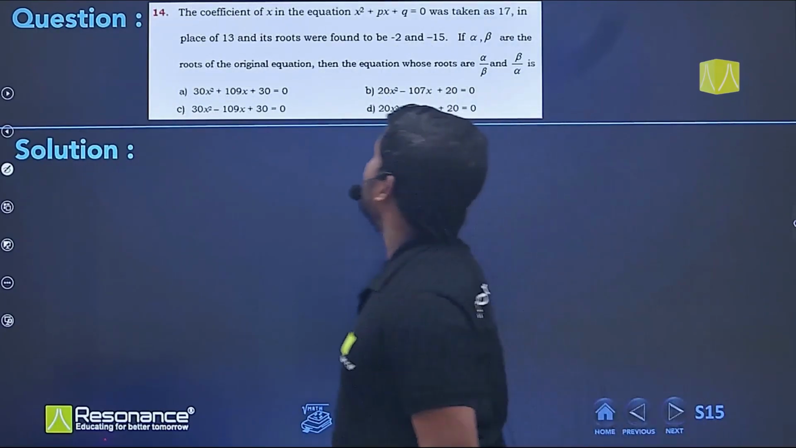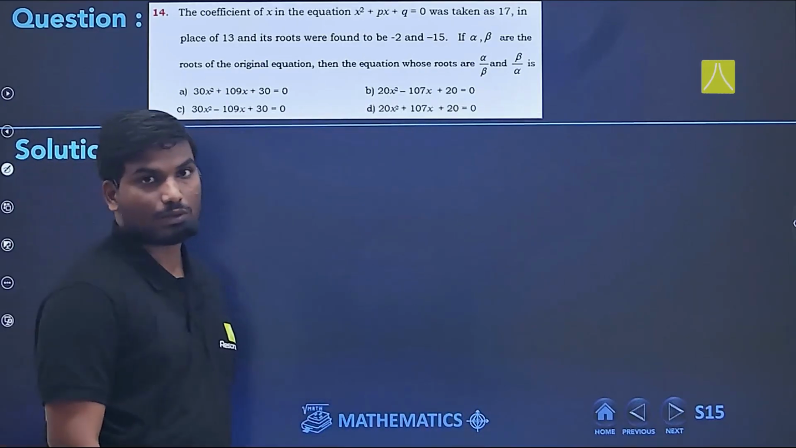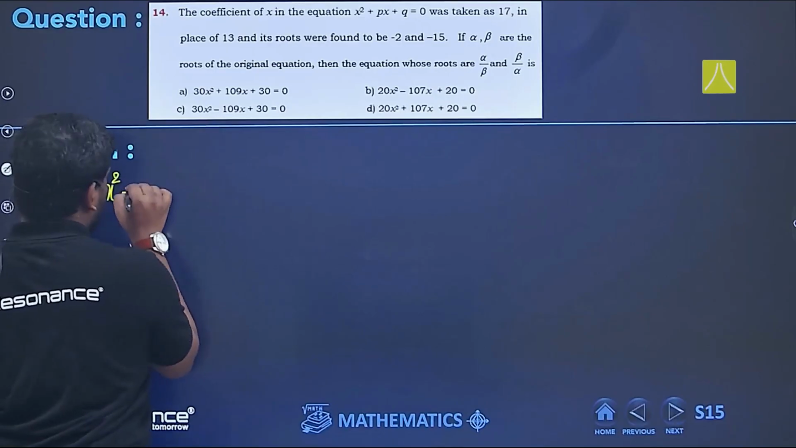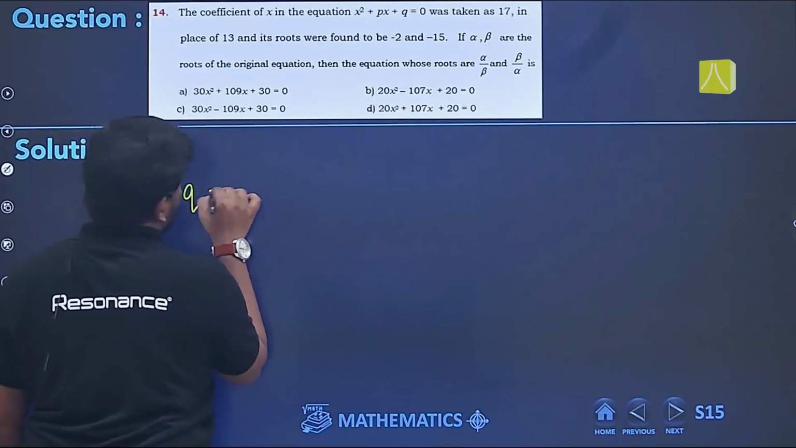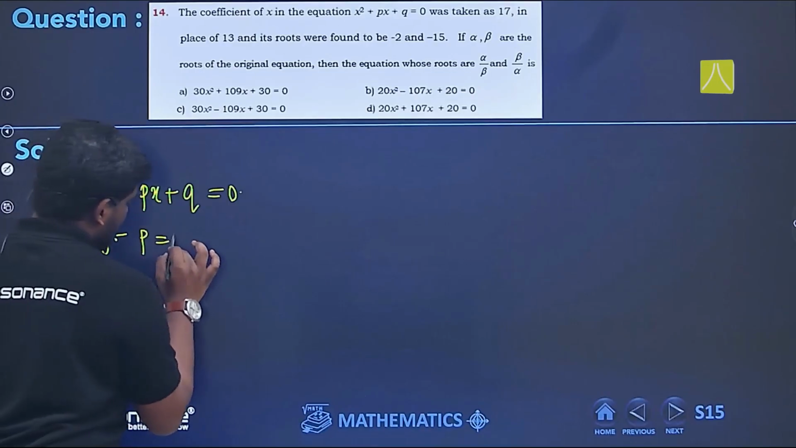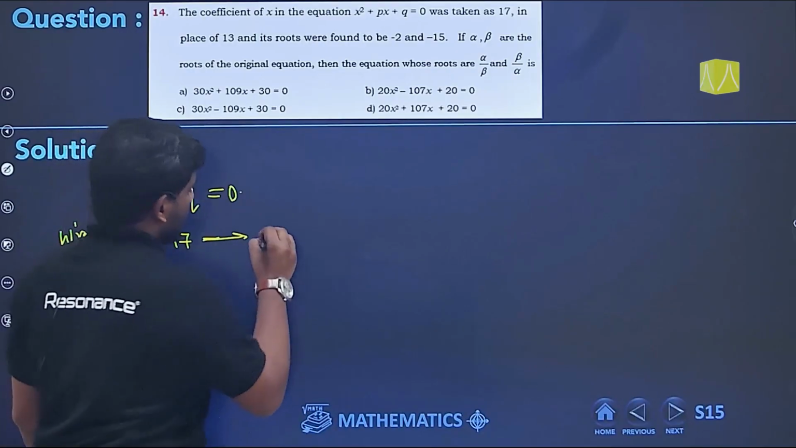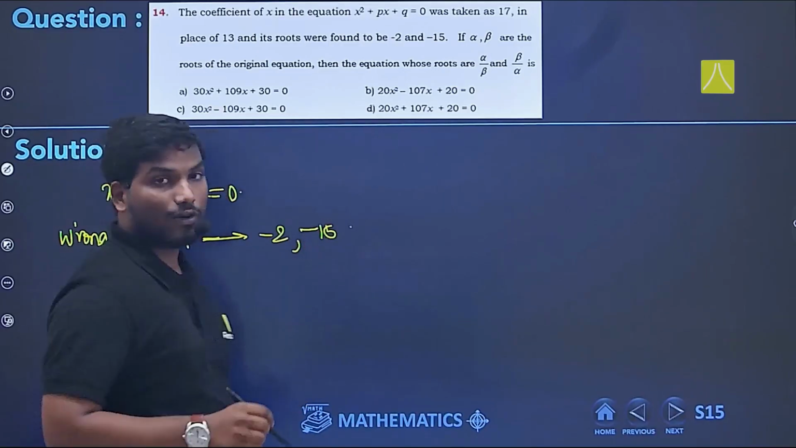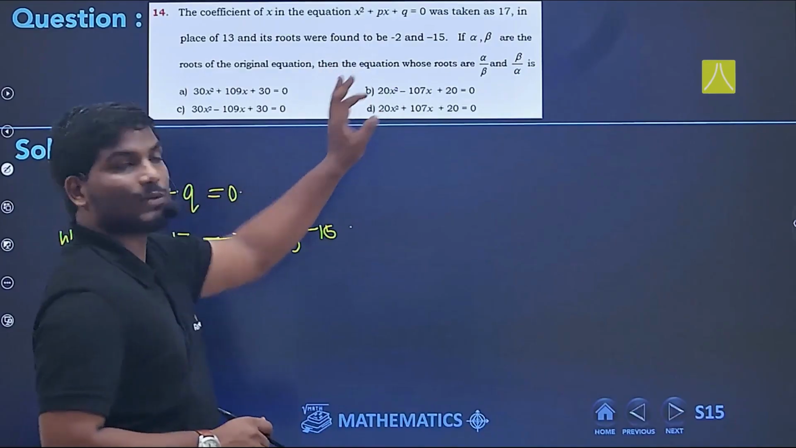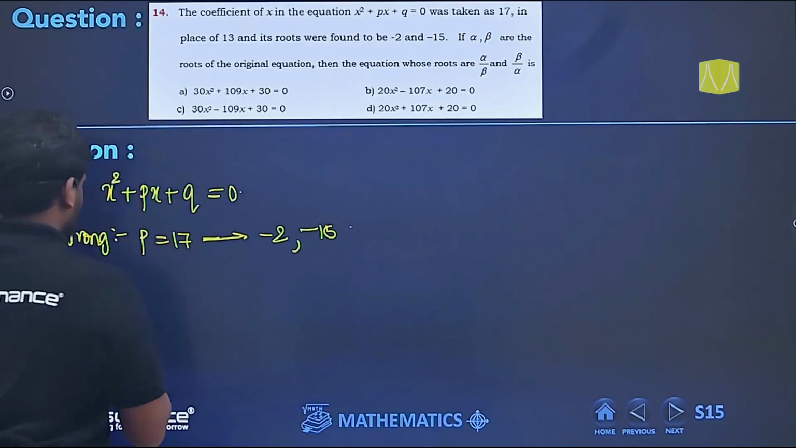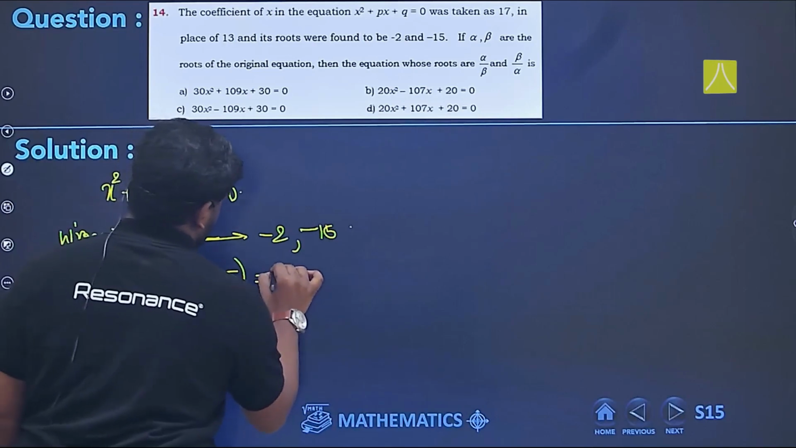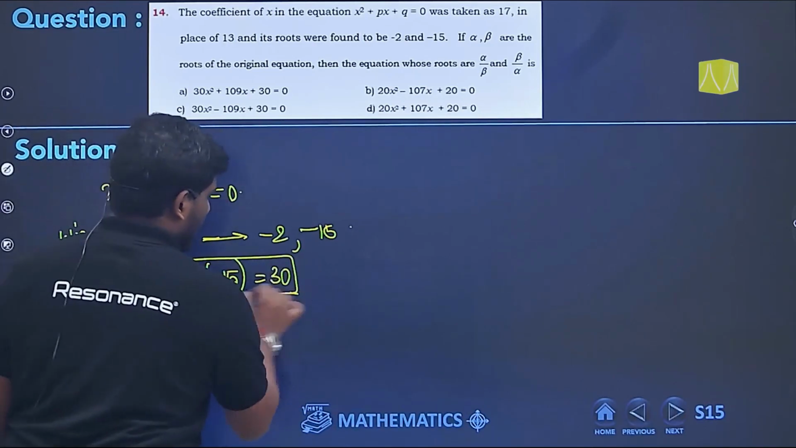Again, the coefficient of x in the equation x square plus px plus q equal to 0 was taken as 17. So in the equation, the value of p is the wrong value. In the wrong case, p is taken as 17, which gave us the roots minus 2 and minus 15. Now if you understand the grammar in the language, the question expresses itself that only p was the thing that was wrong in the equation. So q was the right thing. Now q will be minus 2 into minus 15. So q value is found. Q value is 30.